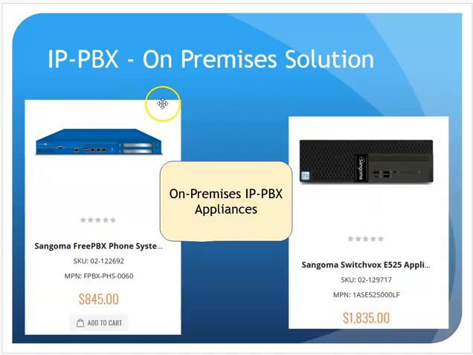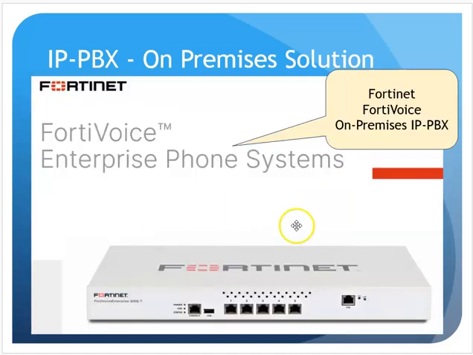I can buy other appliances. These are some other ones that are out there. These are usually a hardware appliance that has a Linux-based phone server on. Asterisk. It's a Linux-based phone server, usually Asterisk, that has hardware around it to make it all work. Here would even be one. This is an on-premise IP PBX from Fortinet. Fortinet has their own FortiVoice enterprise phone system to, again, gather your phone calls, etc. So this would be an on-premise solution.